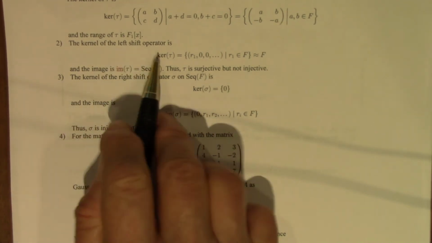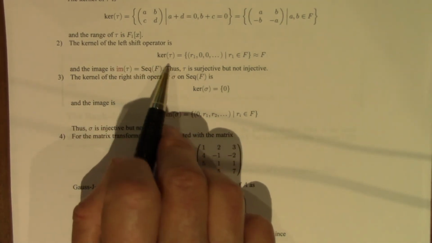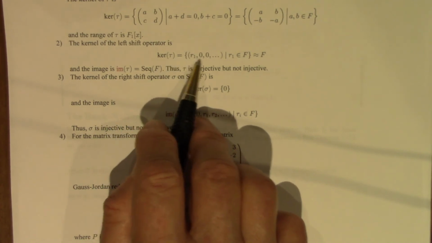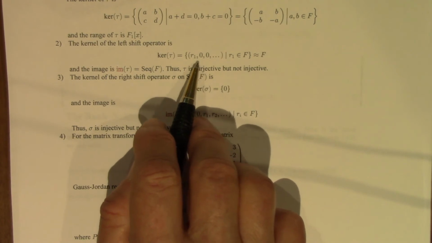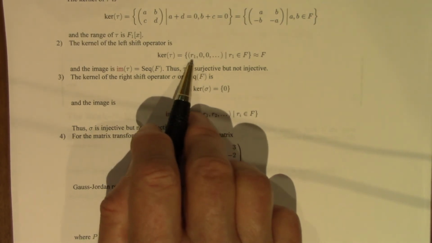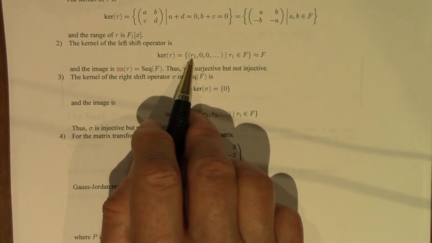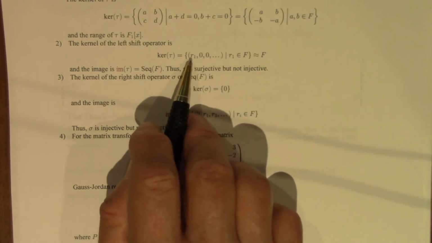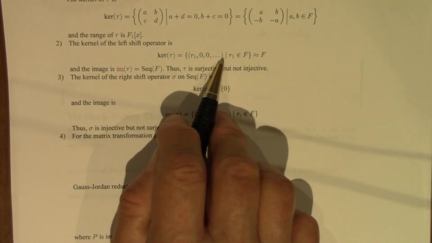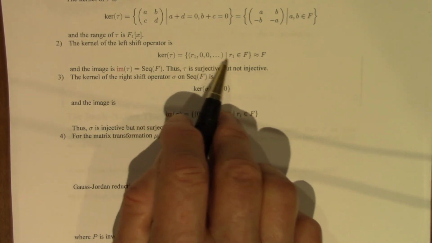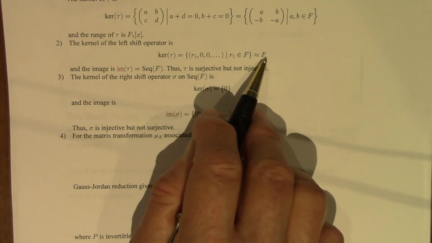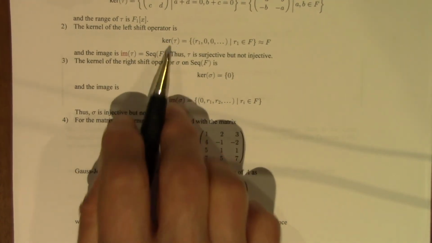The kernel of the left shift operator is all the sequences that get sent to 0 upon a left shift. So it doesn't matter what's in the first coordinate, because it's going to disappear after we shift the sequence. But we've got to come up with all zeros after the shift, so the rest of the sequence has to be zeros. So this is in fact isomorphic to the base field itself, the kernel of tau.